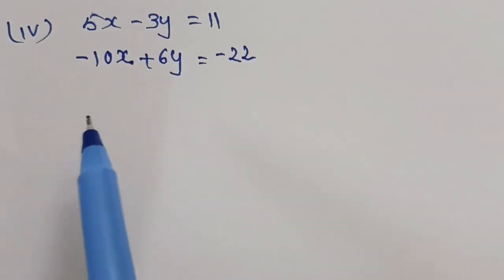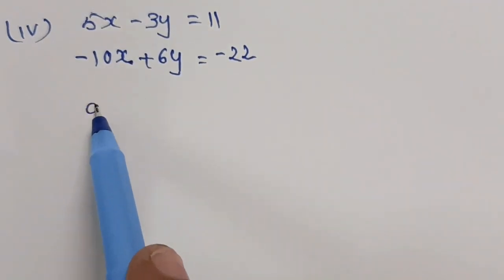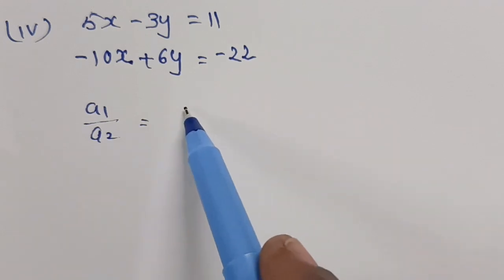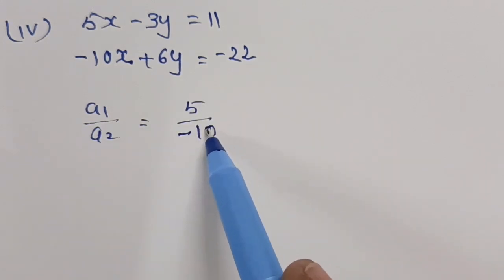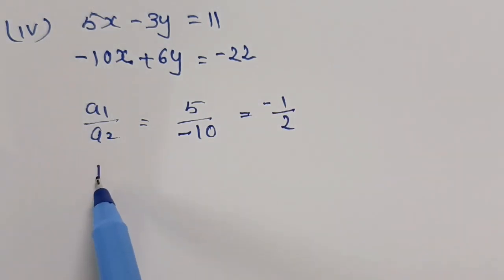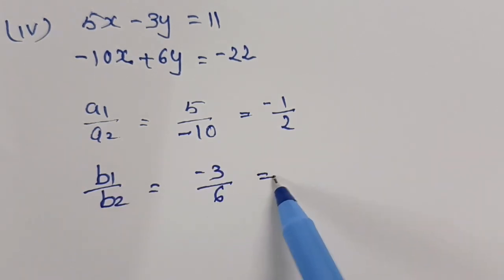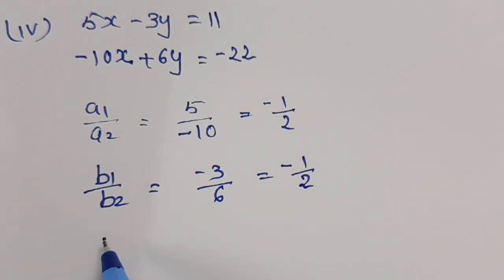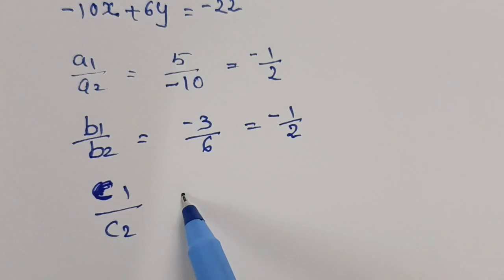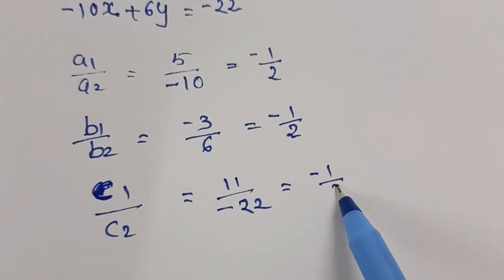Fourth question, 5x minus 3y equal to 11, minus 10x plus 6y equal to 22. a1 by a2 is equal to 5 divided by minus 10, that is equal to minus 1 by 2. Now b1 by b2. b1 by b2 equal to minus 3 by 6. After cancellation, you get minus 1 by 2. Since a1 by a2 equal to b1 by b2, we have to find c1 by c2 also. c1 by c2 equal to 11 divided by minus 22. That is equal to minus 1 by 2.